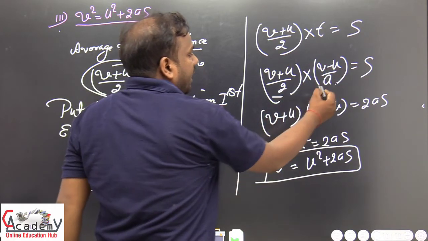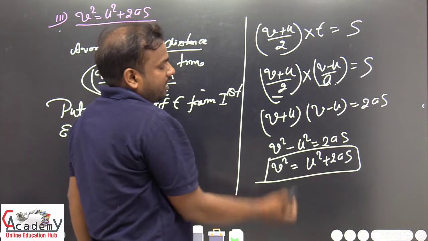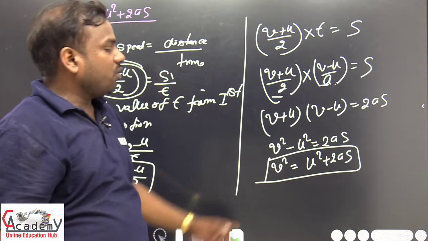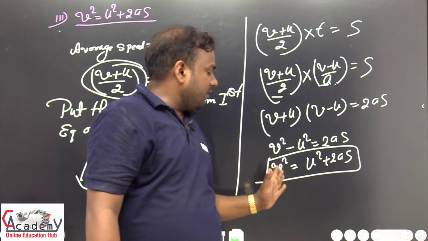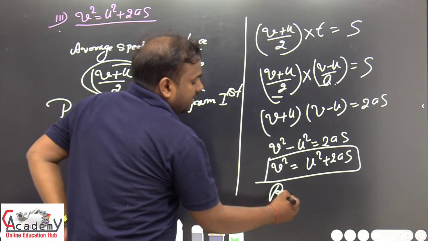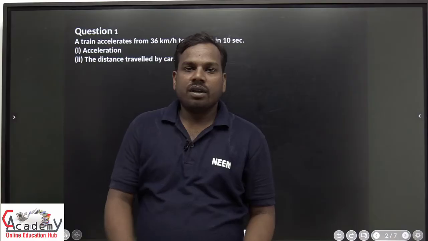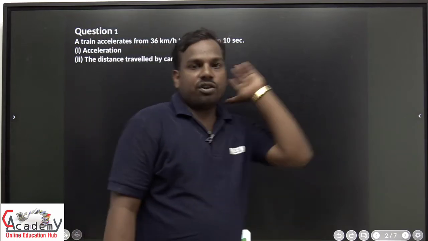Here 2 and a cross multiply with s, then we got 2as. (v plus u) and (v minus u) give v square minus u square is equal to 2as. Shift the value of u square, then we got v square is equal to u square plus 2as. Proved. That is the third equation of motion. Is that clear? Understand? Now we start the numerical problems which are related to the equations of motion.